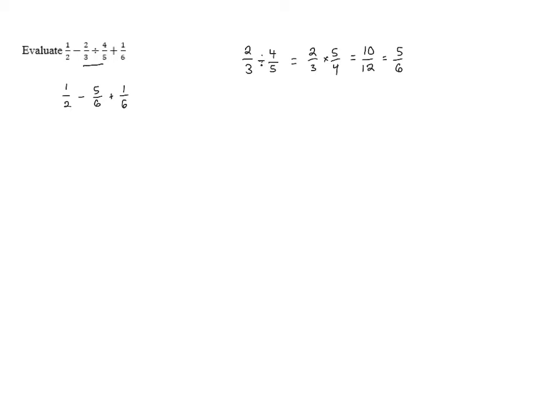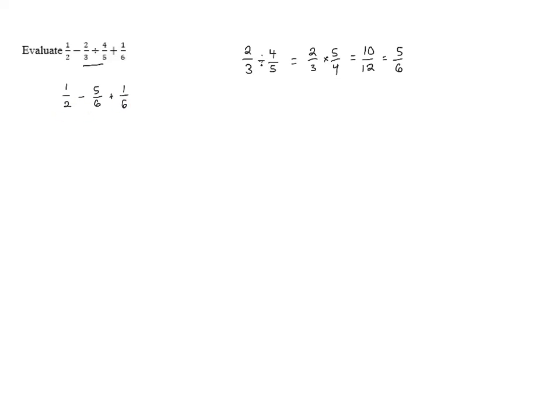That leaves us with 1/2 minus 5/6 plus 1/6. Now we need to do the additions and subtractions from left to right. That means we do the subtraction before we do the addition. So what we need is a common denominator, and it's going to be easiest if we find one common denominator for all of them.